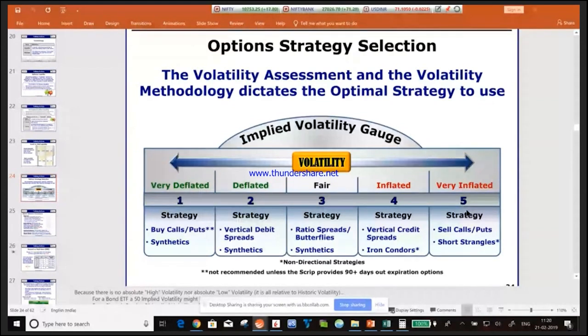Section 4, which is lesser inflated, will have vertical credit spreads. It's going to be a bear call spread for supply and a bull put spread for demand. And iron condor and short strangle are non-directional strategies. Section 4 non-directional, section 5 non-directional. Sideways, when the stock is in sideways.